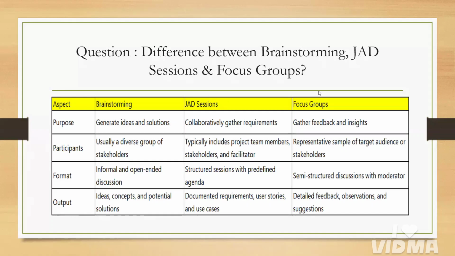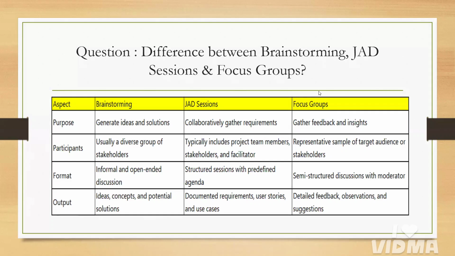Here you can see the purpose, participants, format and output of brainstorming, JAD, and focus groups. Brainstorming is to generate ideas and solutions, JAD is collaborative, to gather requirements, and a focus group is to gather feedback and insights. The participants are usually a diverse group of stakeholders in brainstorming, mostly the project team members, stakeholders, and facilitators in JAD sessions, whereas in focus groups, it is a sample of the target audience or stakeholders.